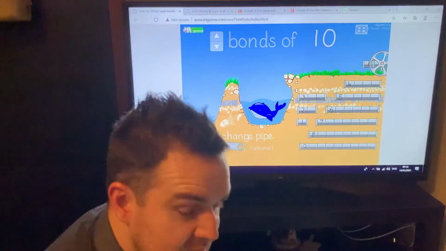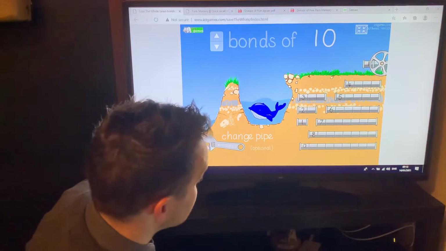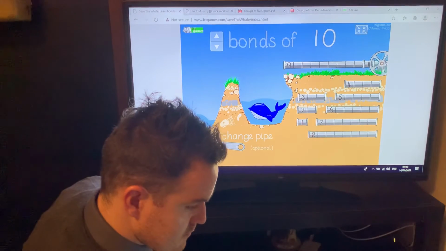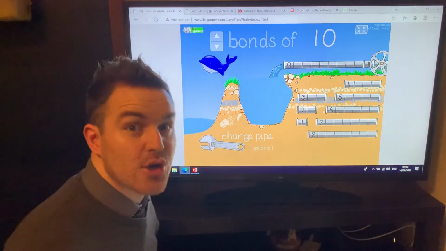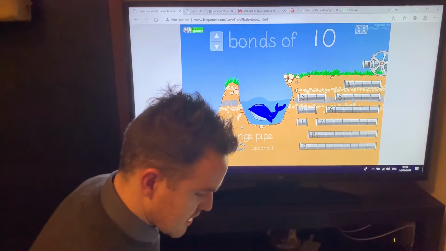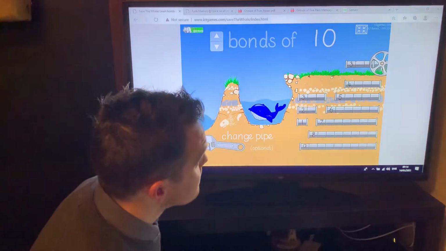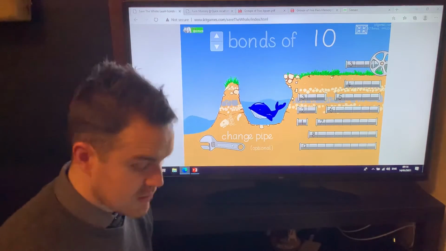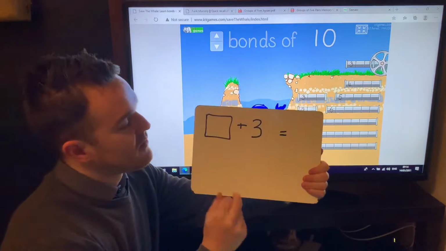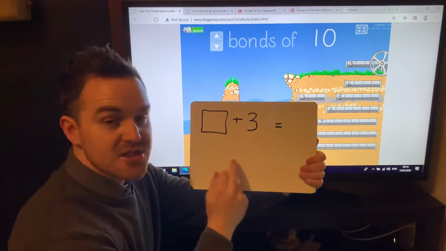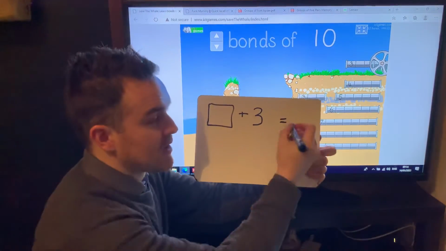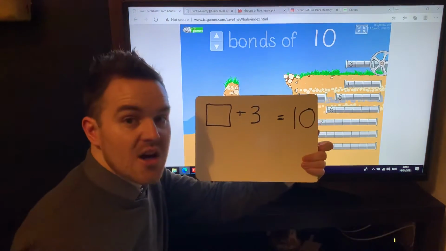Okay. Let's look at another one. So let's put that on and check. Let's see what our next one is. Okay, 1 again. We're going to change that. 3. So this time, I've written something add 3 equals 10, because it doesn't matter what order these 2 numbers are in. As long as we know one of them, and we know our answer that we want to get to, we can work our answer out.